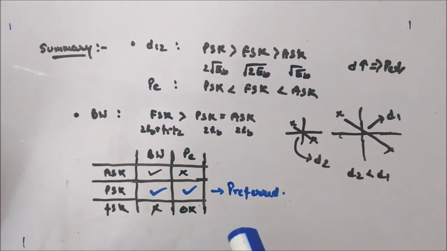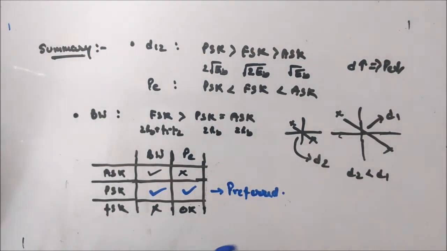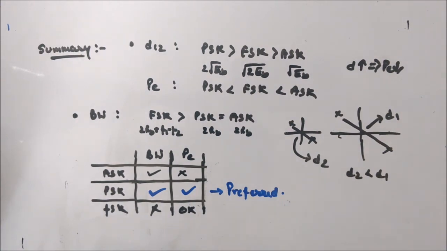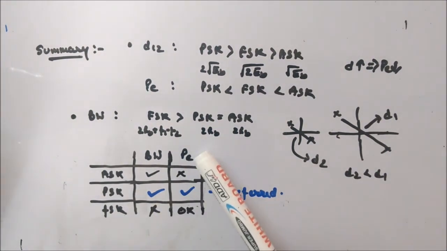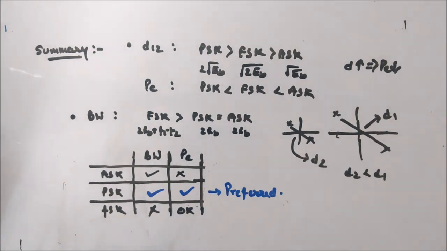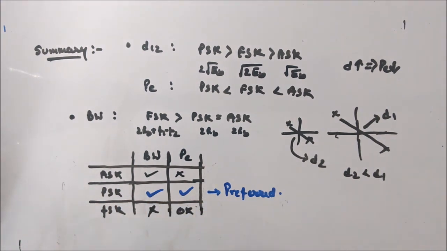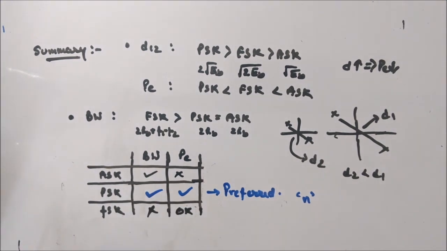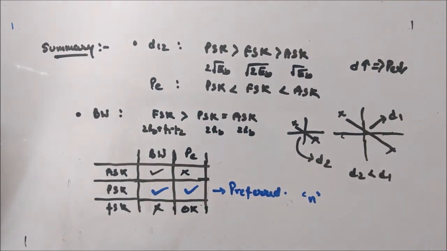Whenever you do digital modulation techniques or digital signaling schemes, you go for phase shift keying. Because of these reasons, the probability of error will be very less, and you will have a bandwidth you can afford. That is why this signaling technique is usually preferred. And you go for a higher value of small n in this case only, because this is the preferred scheme. So this is the summary I wanted to give about ASK, PSK, FSK.